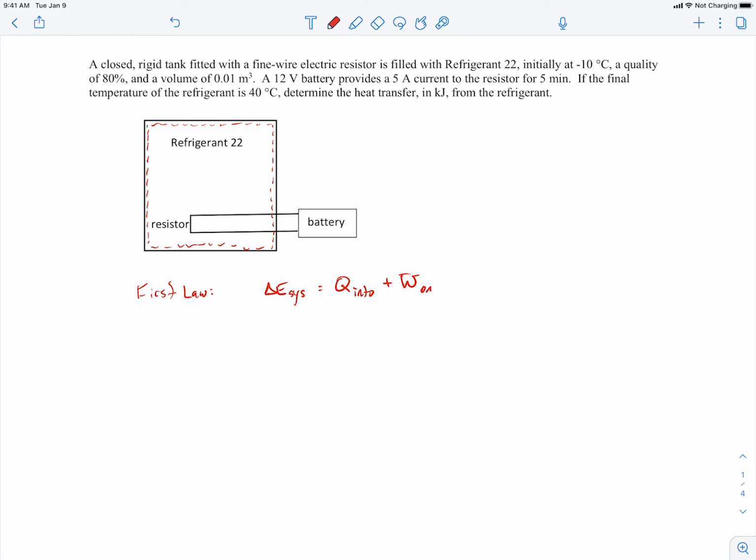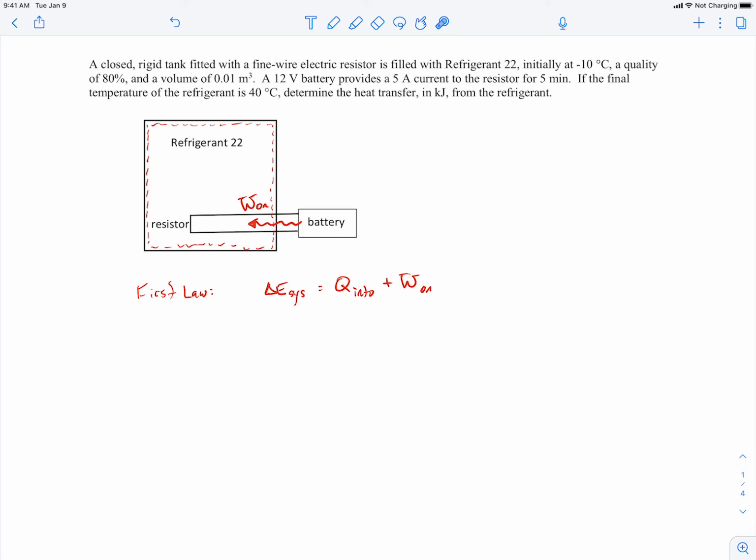And the reason I'm doing that is because I know there's a battery here and it's doing some electrical work on the system. It's doing it through the resistor. So I'm just going to draw this as work coming into the system like that. So that's why I'm writing it as plus on the system rather than minus by the system.